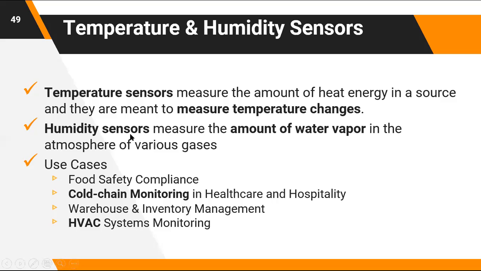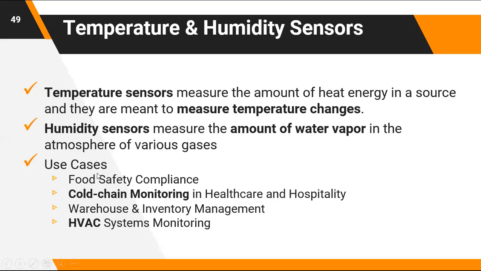Second is the humidity sensor. The humidity sensor is used to measure the amount of water vapor in a particular atmosphere of various gases. That is the main purpose of your humidity sensor. These are all new keywords to you, so I have made them bold so that it will be easier while studying.